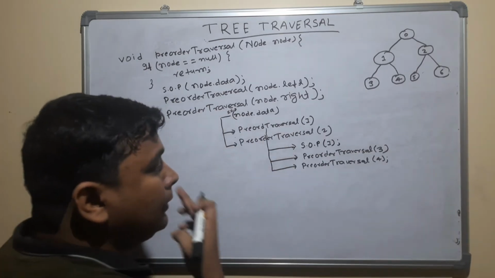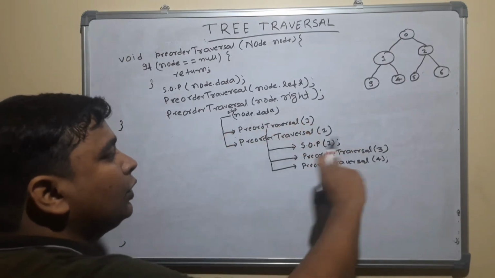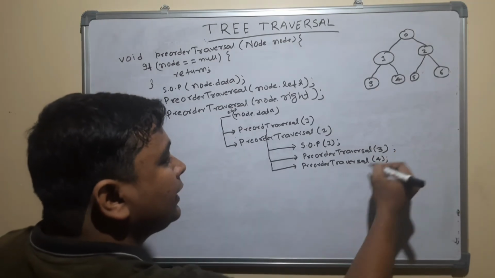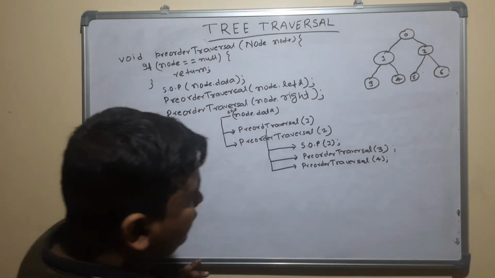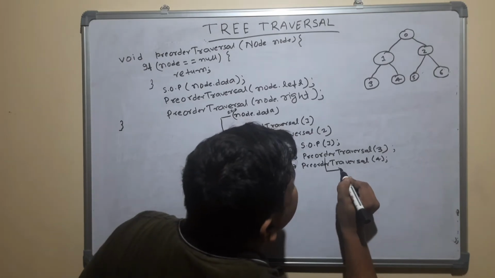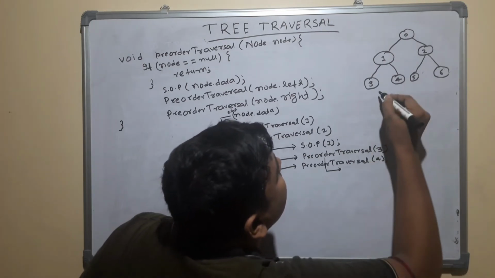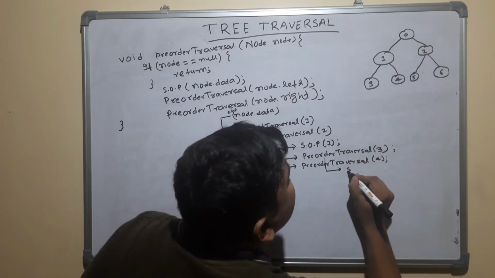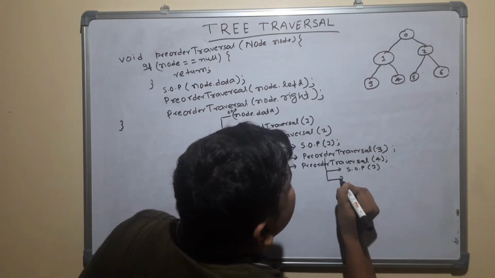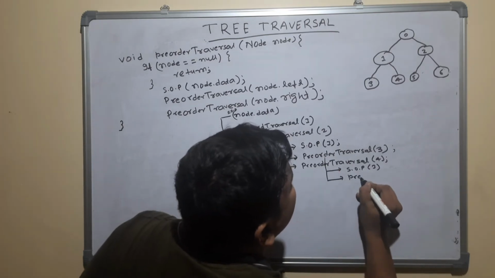Correct. Now this part, correct. Now it will come to pre-order traversal 3 and pre-order, right. Now this part will be called 3. Now what will be the call? System.out.print 3. It will call again pre-order traversal of left.